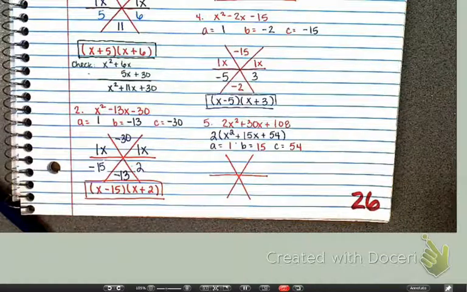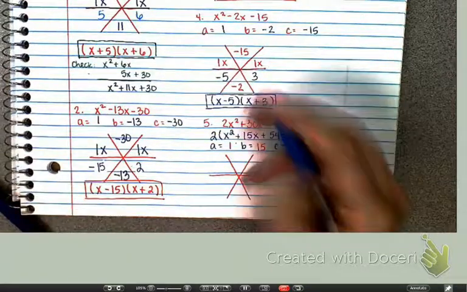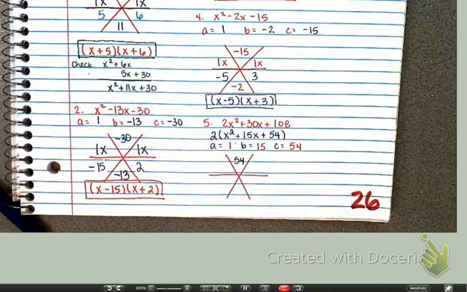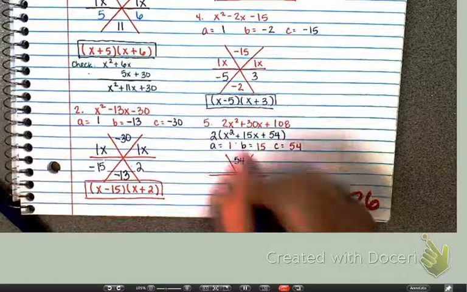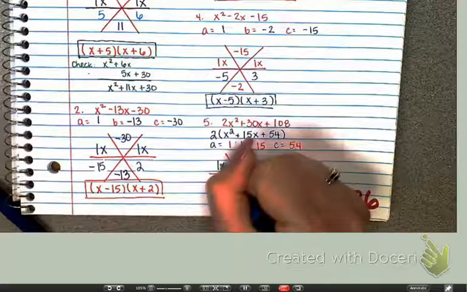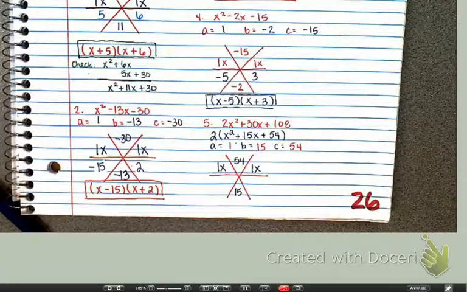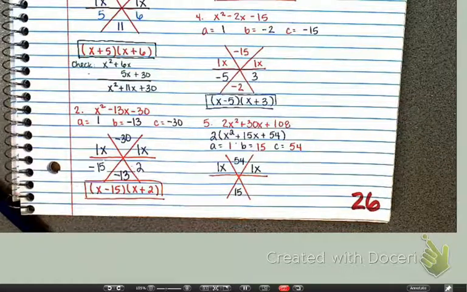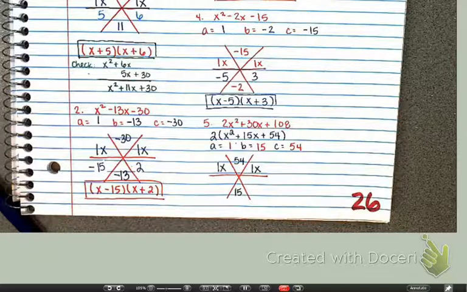Okay, so 1 times 54 is 54. My b is 15. And then it's a and my variable. So I'm looking for 2 numbers that multiply to 54 and add to 15. Okay, Connor, 1 second. Let me give everyone a chance to think. But you can tell me. 2 numbers that multiply to 54 and add to 15.